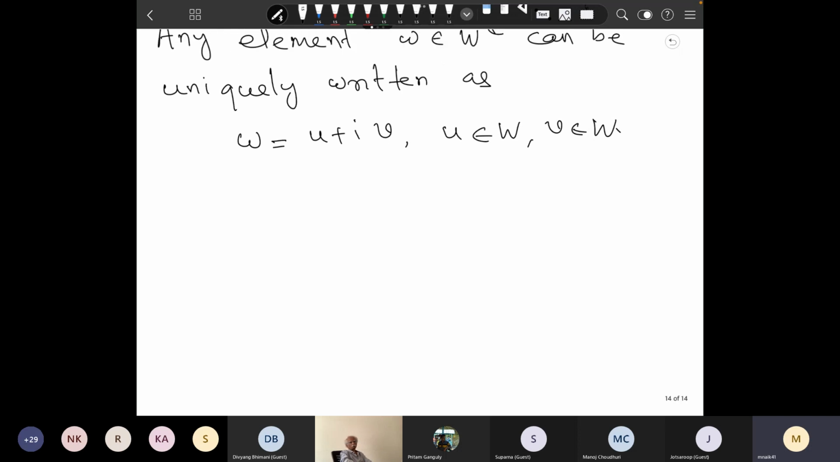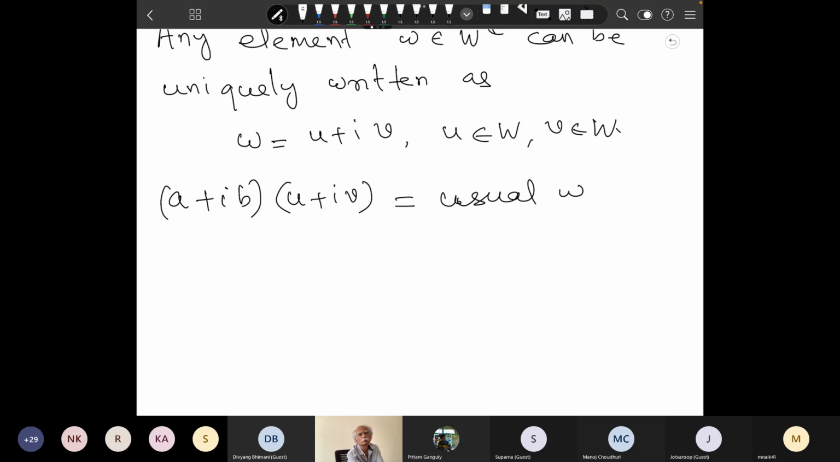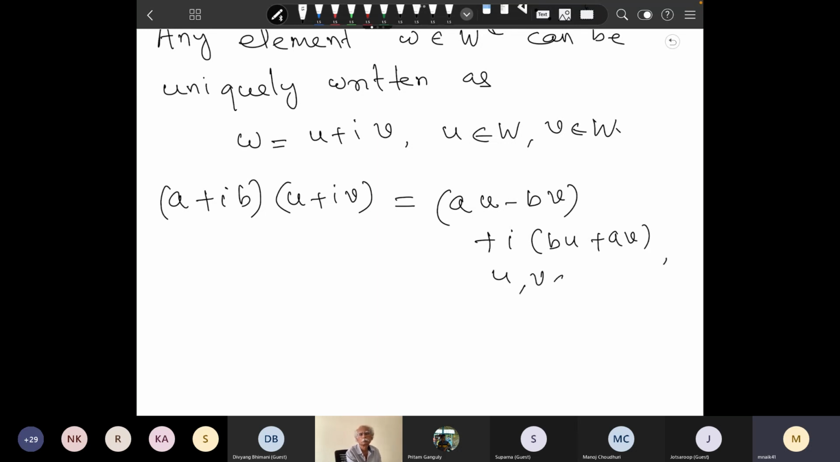Okay. So now the thing is, with this writing, I can check that A plus IB, with the usual scalar multiplication, you will write this as AU minus BB plus I into BU plus AB, where A, B belong to R.